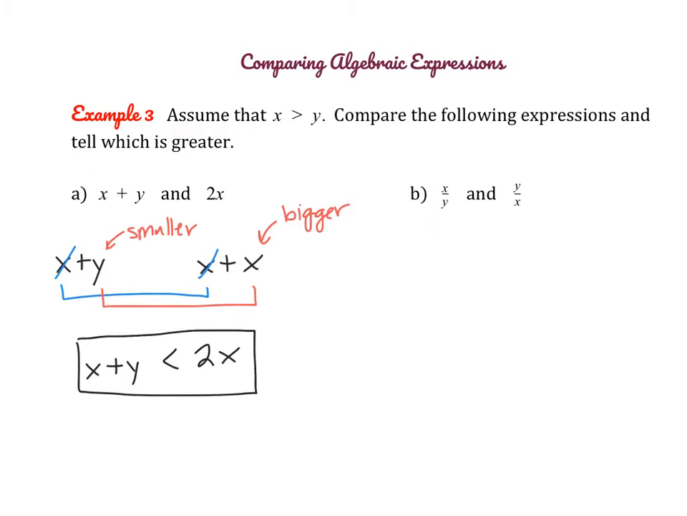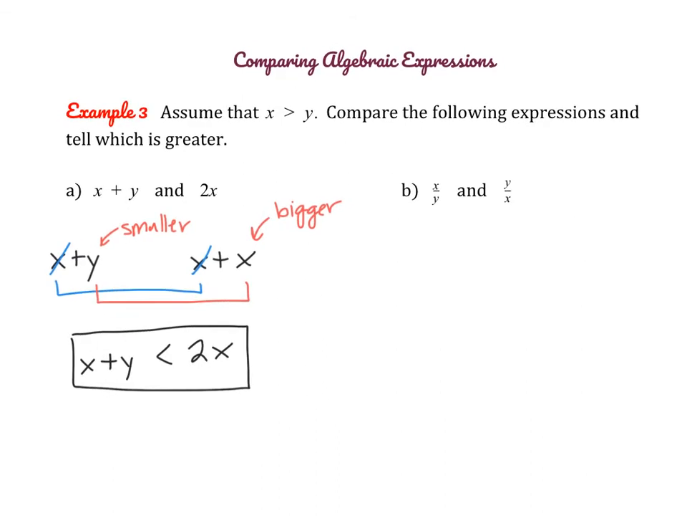Okay, now let's look at part B. Here we have x over y, and here we have y over x. So let's really quick think about fractions. If you have a fraction where the numerator is larger than the denominator, again, x is bigger than y, let's just give an example. An example where the numerator is bigger than the denominator could be 3 over 2, right? So anytime the numerator is bigger than the denominator, your number is going to be greater than 1.